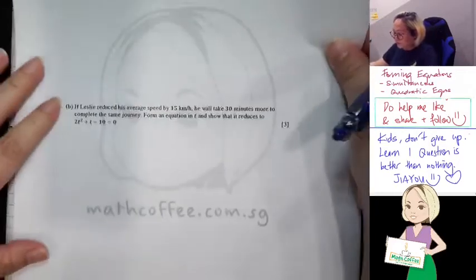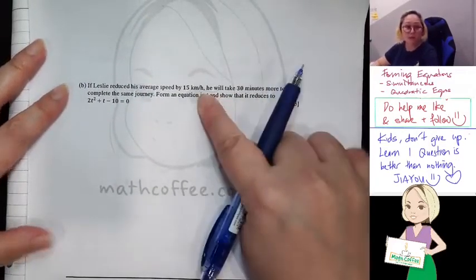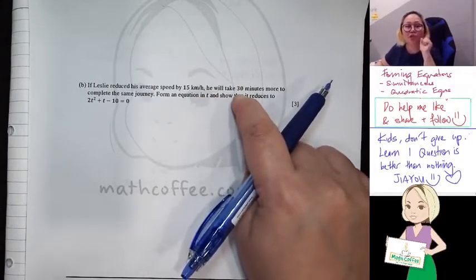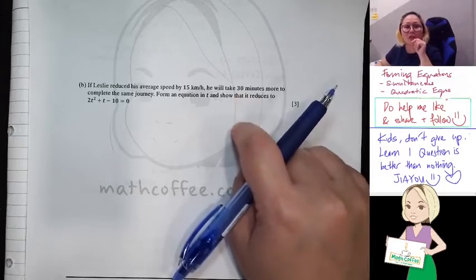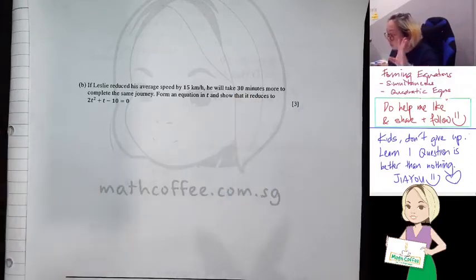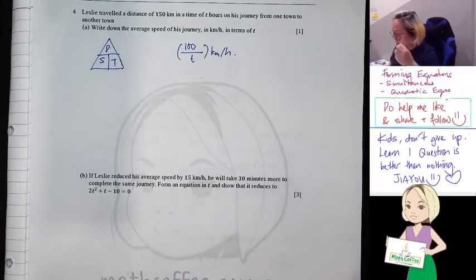Next, they say, okay, Leslie reduced his average speed by 15 km per hour. He will take 30 minutes more to complete the same journey. Form an equation in T and show that it reduces to the given equation. Okay, I tell you, a lot of students confirm blur. Just only this one and tell me this information. How to form? How to form? Okay, take a step at a time.